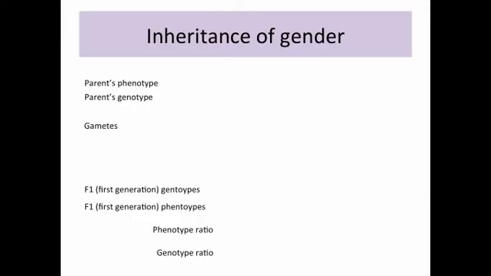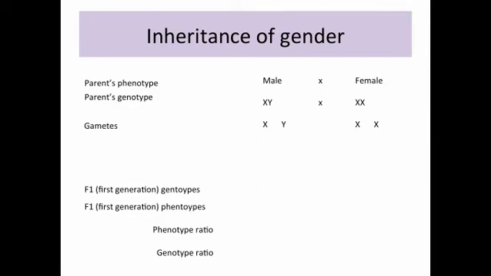So let's look at the inheritance of gender as a first example here. So if you have a male and female parent, that's their phenotype. The phenotype would be male or female. The genotype of a male, if you remember, is XY, and the genotype of a female is XX. Now, when sperm is being produced inside the male's testes, they will either have the X chromosome or the Y chromosome. When eggs are being produced in the female's ovaries, they will always have the X chromosome.